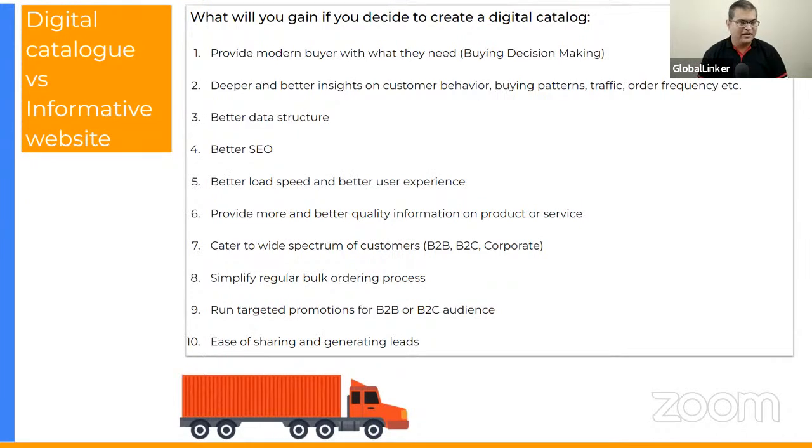It will give you deeper and better insights into customer behavior, buying patterns, traffic, order frequency, etc. It has a better data structure as compared to an information website. It is better in terms of search engine optimization, better load speed, and better user experience. It provides more and better quality information on the product and services, and caters to a wide spectrum of customers. So the same digital catalog can cater to B2C, B2B, and corporate customers. You don't have to create 3 websites, one website caters to all of them. It significantly simplifies the regular buying ordering process and lets you run targeted promotional campaigns for B2B and B2C audience.